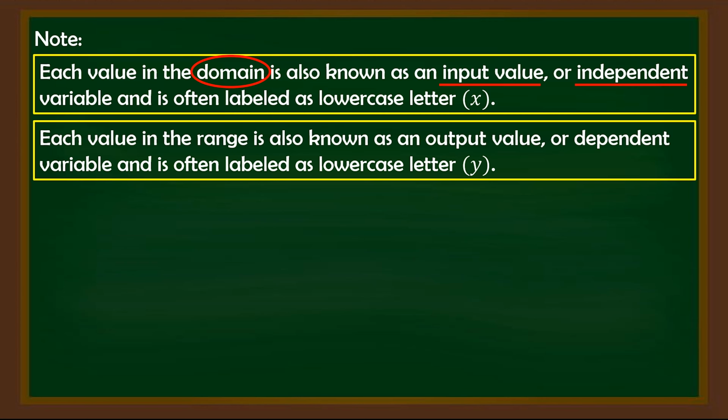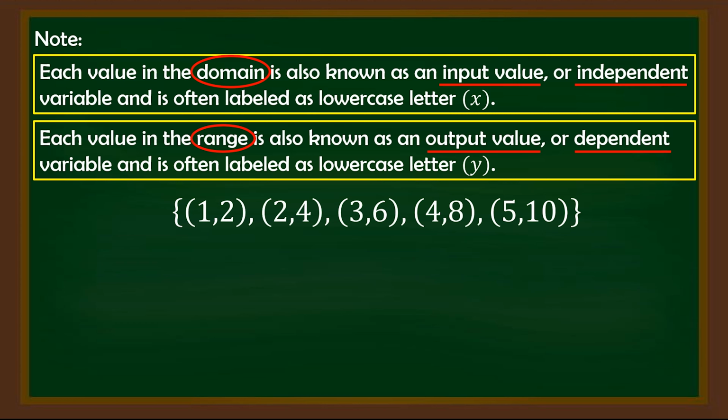Second, each value in the range is also known as an output value or dependent variable and is often labeled as lowercase letter y. The same with the domain, range also has different terms such as output value or dependent variable, and if the domain is represented by lowercase letter x, then the range, on the other hand, is represented by lowercase letter y.